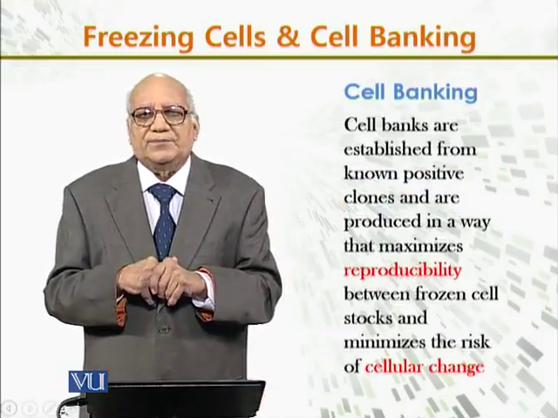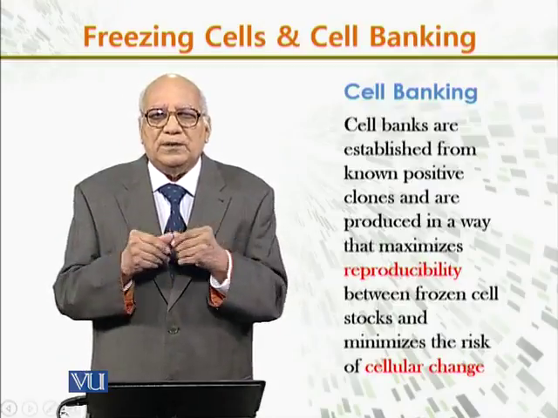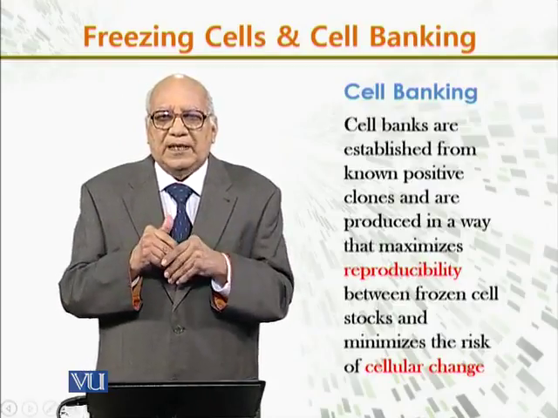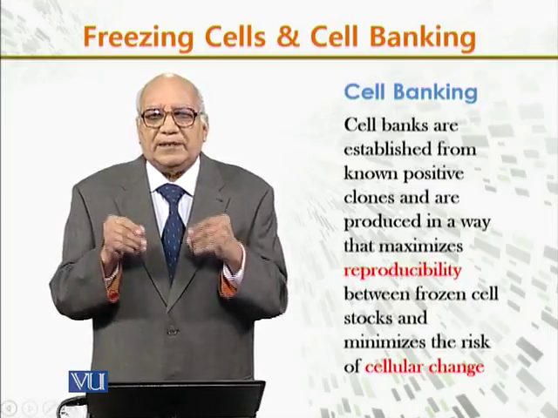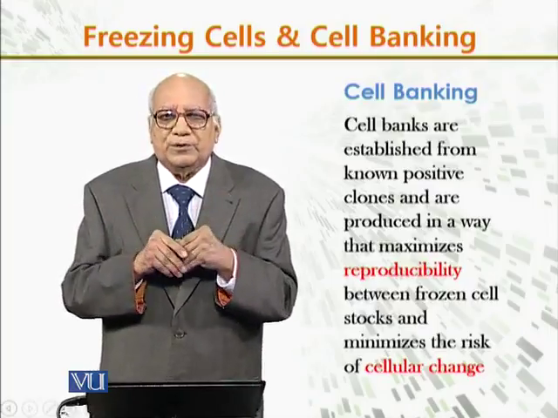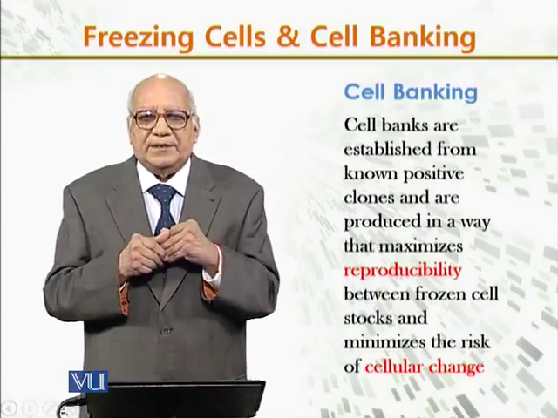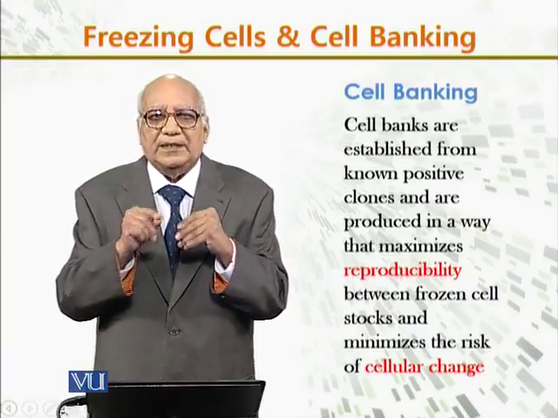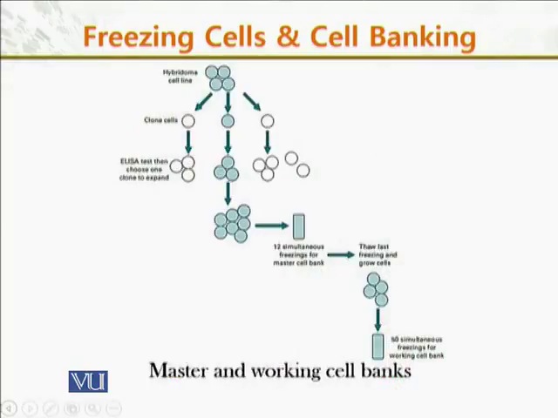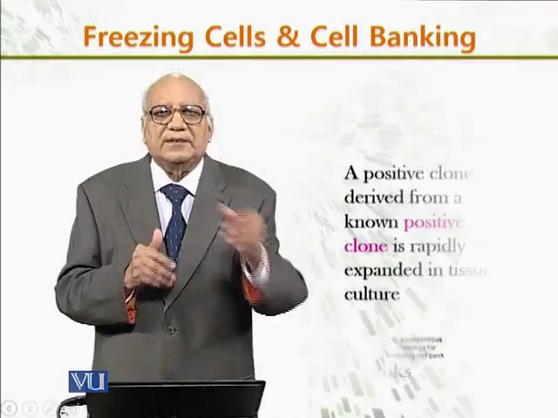So cell banks are established from known positive clones and are produced in a way that maximizes the reproducibility between the frozen cell stocks and minimizes the risk of cellular change. That is called cell banking. In this case, there is a depiction of how cell banks work: we get the cells, and those clones which are used are stored for making the cell clone.